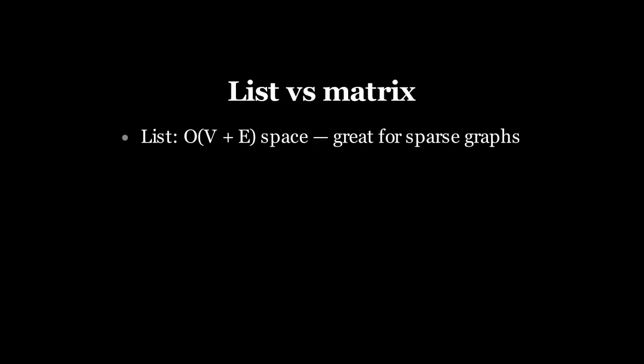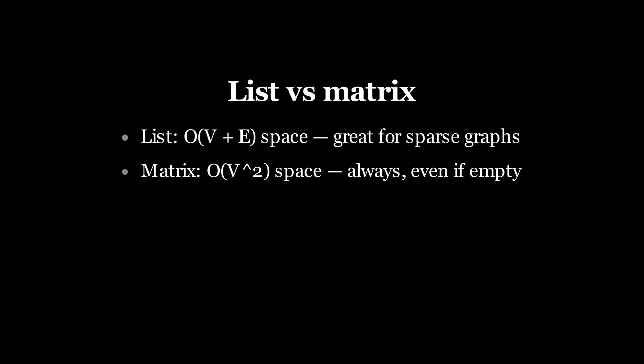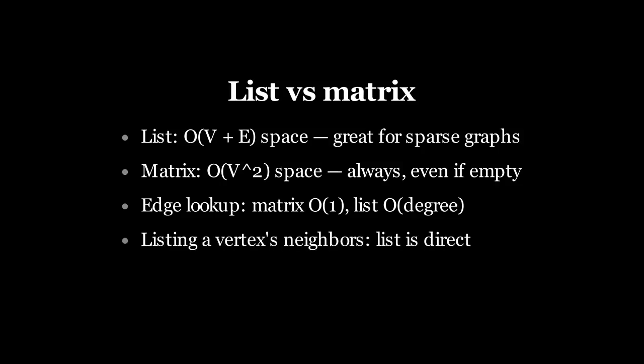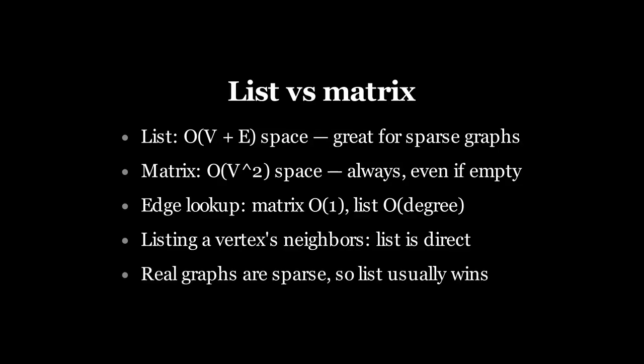So which one? It comes down to density. An adjacency list uses space proportional to V plus E, vertices plus edges, so it's ideal for sparse graphs, where most pairs aren't connected. That describes almost every real-world graph. A matrix uses V squared always, but it answers the question, is there an edge between X and Y, in constant time versus scanning a list? Rule of thumb, list for sparse graphs, matrix for dense ones, or when you check specific edges constantly.